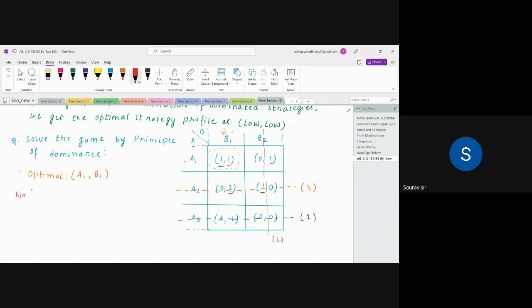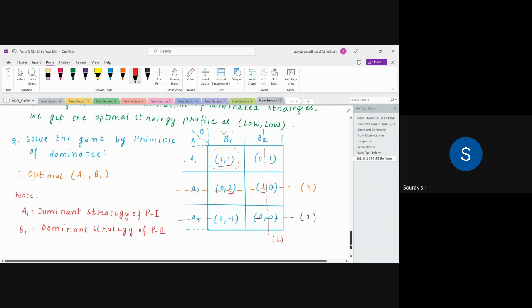Now note one thing. Can I say A1 is the dominant strategy of player 1? It dominates the others. And similarly, B1 is the dominant strategy of player 2. Okay, making sense?